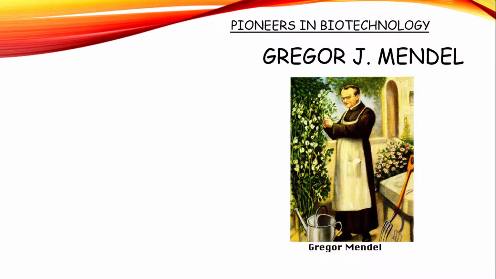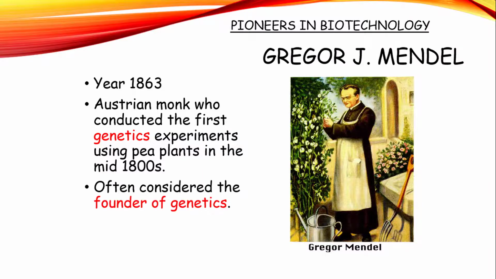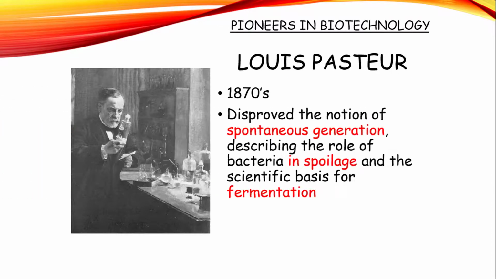Later on, Gregor J. Mendel in the year 1863, an Austrian monk, conducted the first genetic experiment using pea plants in the mid-18th century, and is often considered the founder of genetics. Louis Pasteur was the first person in 1870 who disproved the notion of spontaneous generation, describing the role of bacteria in spoilage and the scientific basis for fermentation. He was the first person to create the vaccine.